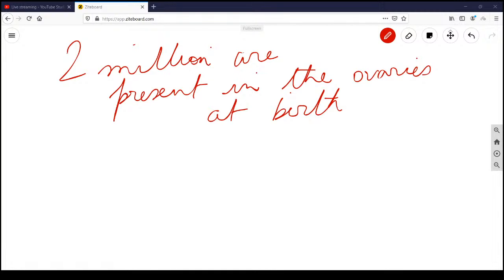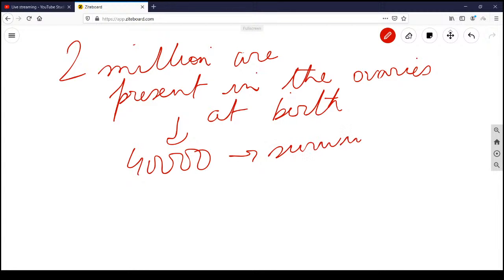So what you have is only about 40,000, of which are arrested in the diplotene stage of the first meiotic division, they can survive until puberty. So out of 2 million, how many are able to survive? Only 40,000 are able to survive. So 40,000 primary oocytes can survive, and 2 million are arrested, but 40,000 are able to survive, which have been arrested in the diplotene stage. So now only 40,000 survive.